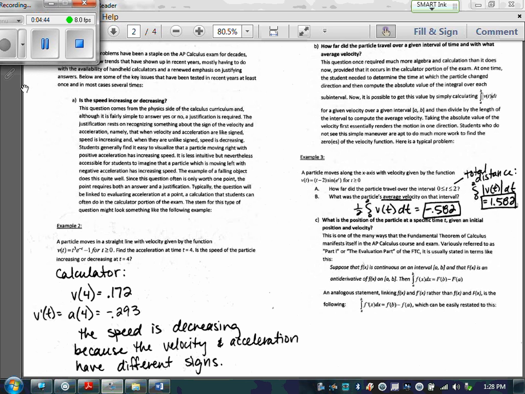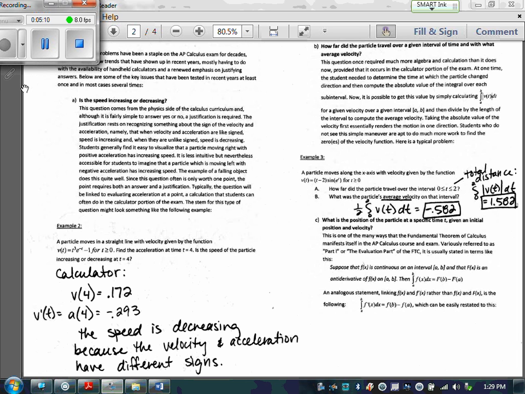Take the derivative, right? This might be a non-calculator question, this might be a calculator question. On this question, I'm assuming that this is a calculator question because of the type of function it is. So I'm going to plug my velocity into my y1. I'm going to graph my derivative, and it's asking me to find the acceleration at t equals 4.